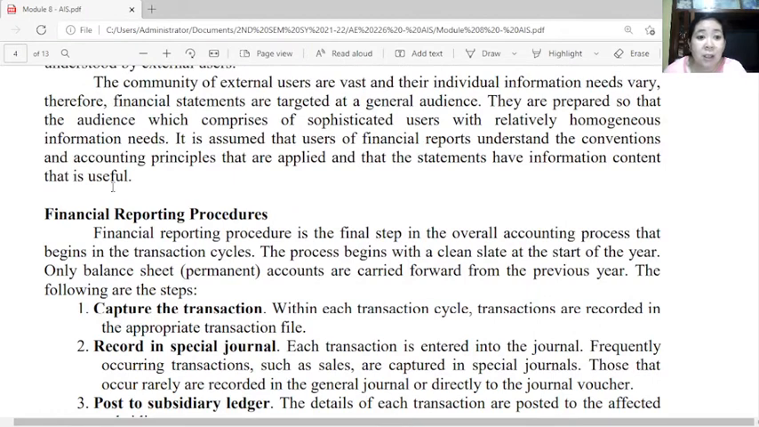The community of external users is vast, and their individual information needs vary. Therefore, our financial statements should target a general audience. The management should prepare financial reports that can be understood by the different users, following the accounting principles that are applied, and the statements should have information content that is useful for the users. That's very important to note in preparing the financial reports.